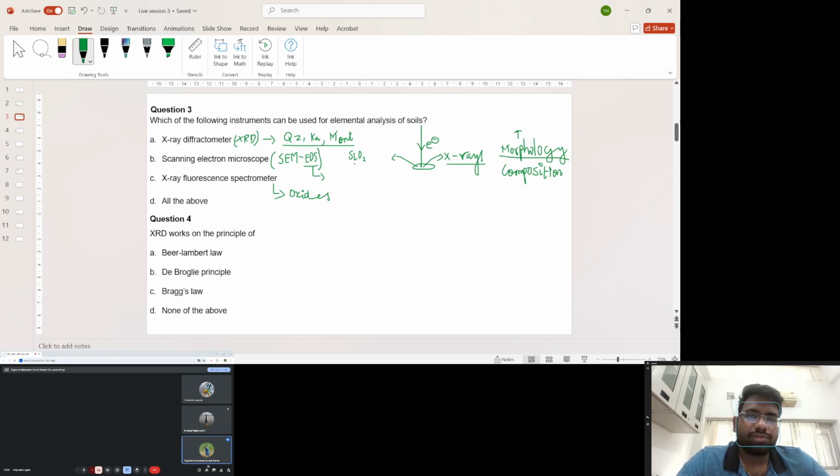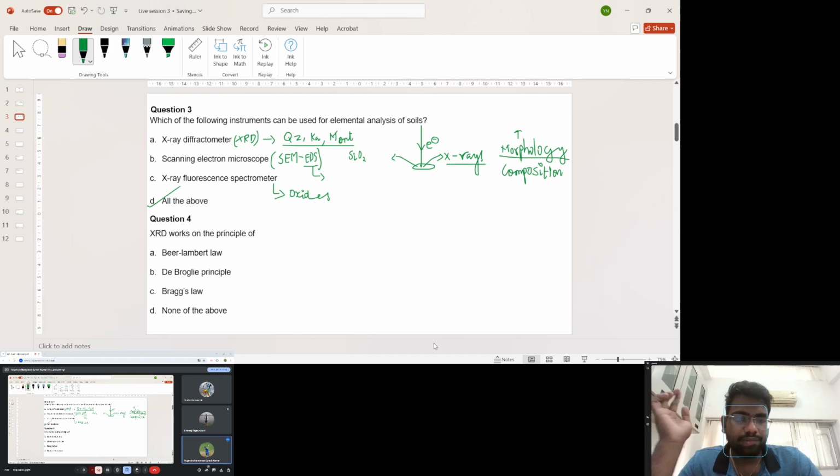Understood? Based on that, we have to decode what type of mineral it is. So it will give a raw quantification of the elements that are present. But as far as this quantification is considered, all three are useful. So the right option will be all of the above. Understood? Okay, sir.